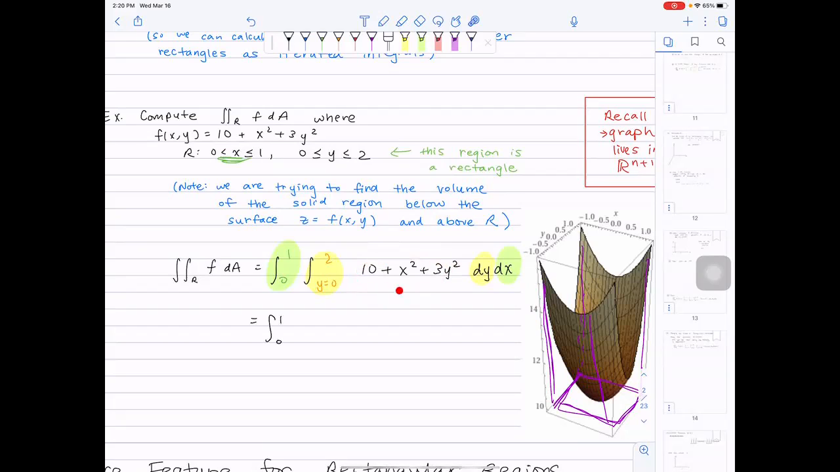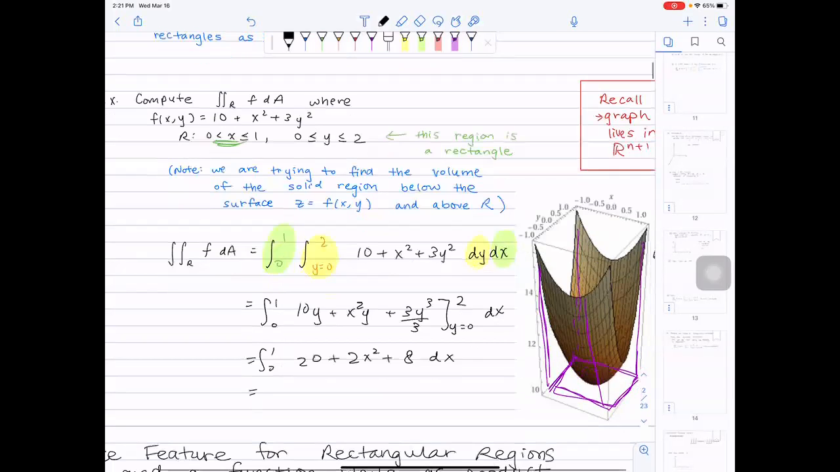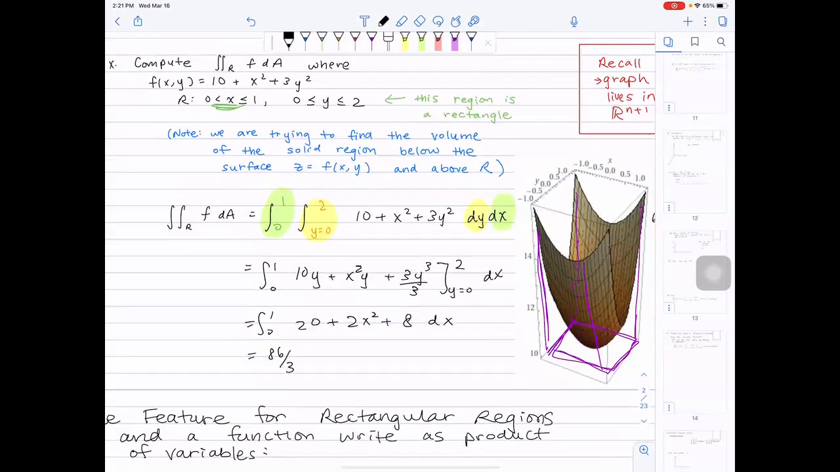What's the integral of this with respect to y? Everything else is a constant and y is your variable. So you would have 10y plus x squared y plus 3y cubed over 3 from y equals 0 to 2. And notice that I'm writing what variable I want to use so that we can keep track of where we are going to plug things in. Otherwise, things can get messy when you have more integrals. dx. And so this would give you 20 plus 2x squared plus 8 dx. And you can integrate with respect to x, and then you'll get 86 over 3.